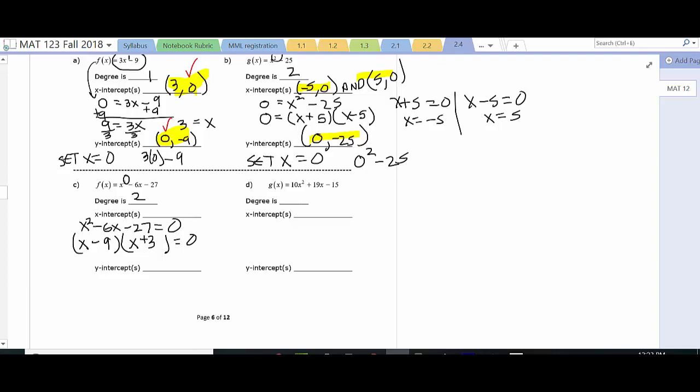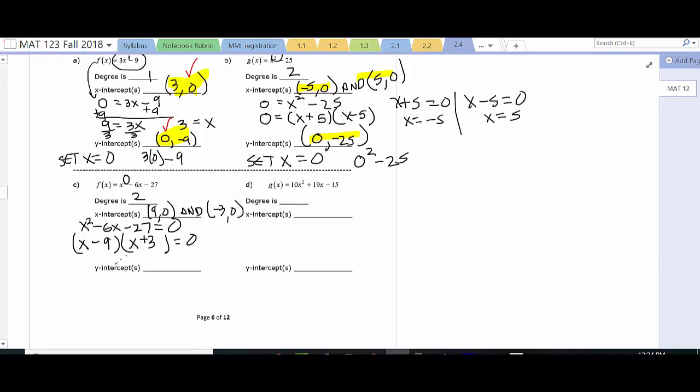So the intercepts are what in your head? I want you to do it in your head from here on out. What do you have? 9 and negative 3, right? Okay. So your first intercept would be (9, 0). The second one would be (-3, 0). Because you're just setting each factor to 0. You're solving those two equations.